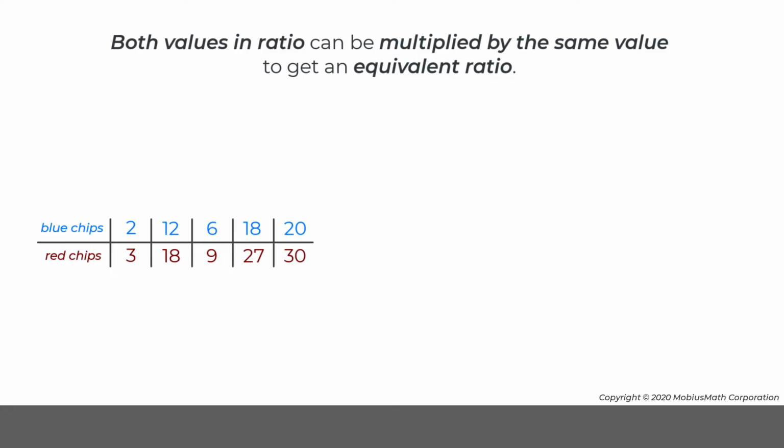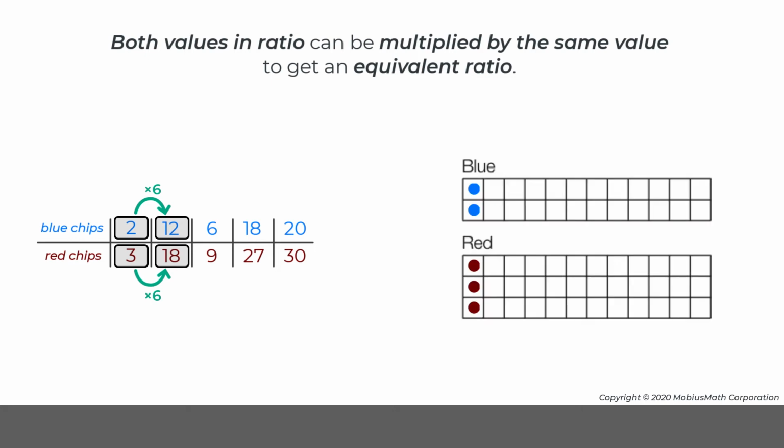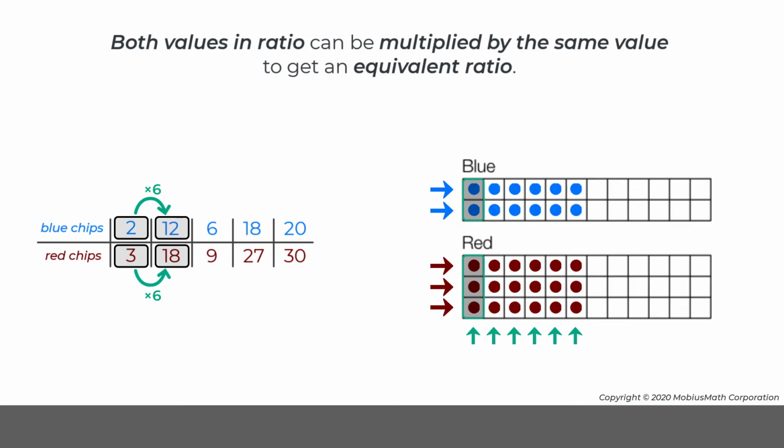Both values in a ratio can be multiplied by the same value to get an equivalent ratio. For example, 2 blue chips can be multiplied by 6 to get 12 blue chips, and 3 red chips can be multiplied by 6 to get 18 red chips. In the rectangular arrays, this process can be understood as finding the number of chips in 6 copies of the column of 2 blue chips and 3 red chips.